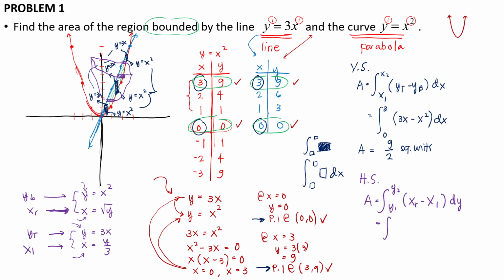Okay, this time, since we are now in the horizontal strip, everything should be in terms of y. So going back to the points of intersection, we now have 0 and 0, so that's verified. So 0 from y1, and then going to the second boundary, that's 9. Okay, so from 0 to 9. So x right is square root of y, minus x left, which is y all over 3, dy.